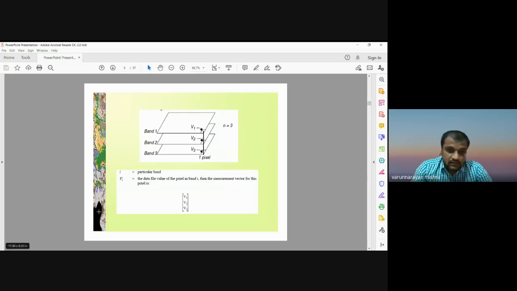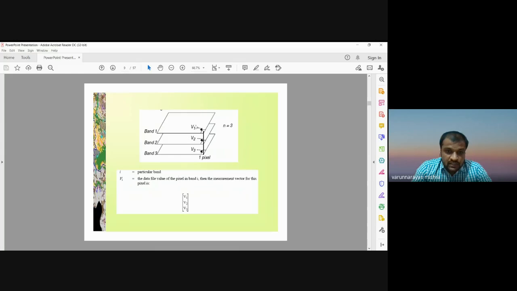Okay, so this is the way you can see we are having different bands, band 1, band 2, band 3. This is the satellite image showing different bands. Total number of bands n is equal to 3. Here i is the particular band and vi is the data file value of the pixel in band i. Then the measurement vector for this pixel is v1, v2, v3.